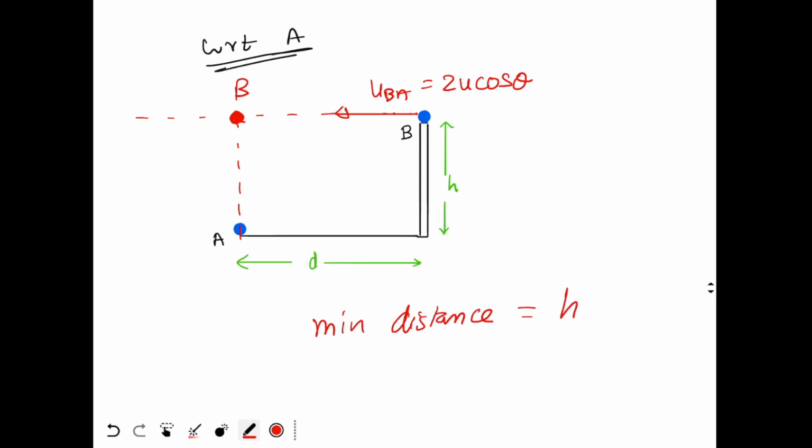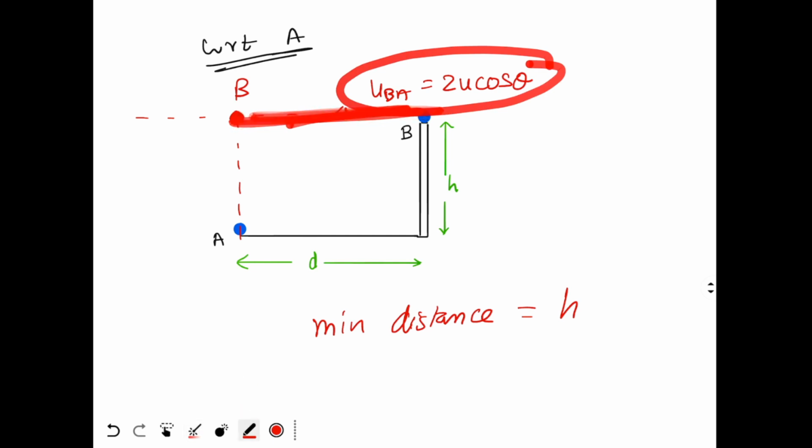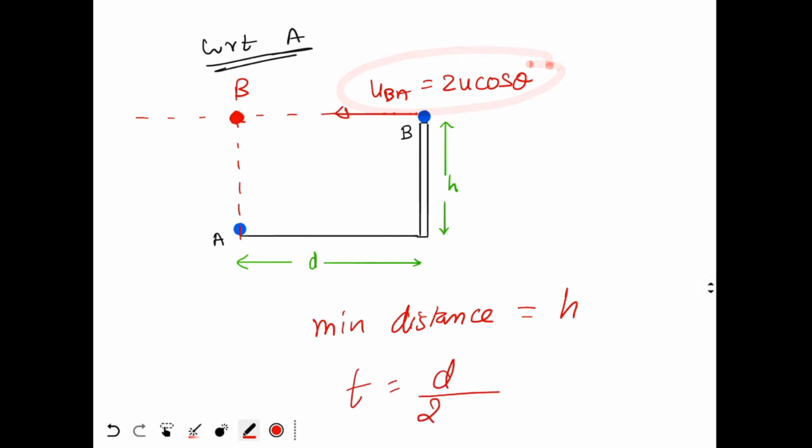What is the time taken to reach this minimum distance? That's also very easy. It is the time taken for particle B to go from this point to this point. So the time taken will be this distance divided by speed. So time taken will be distance d divided by speed 2u cos theta. That's it. These are your answers.